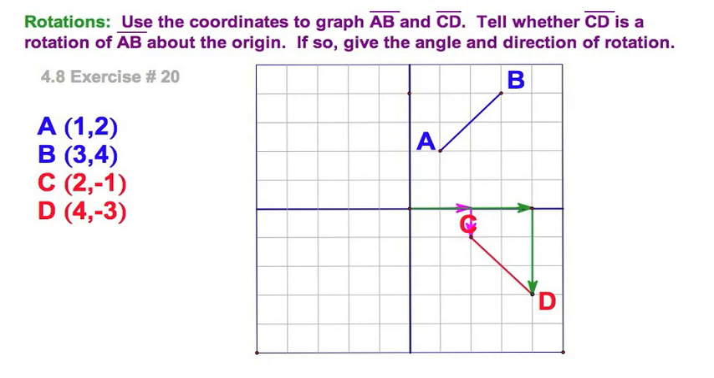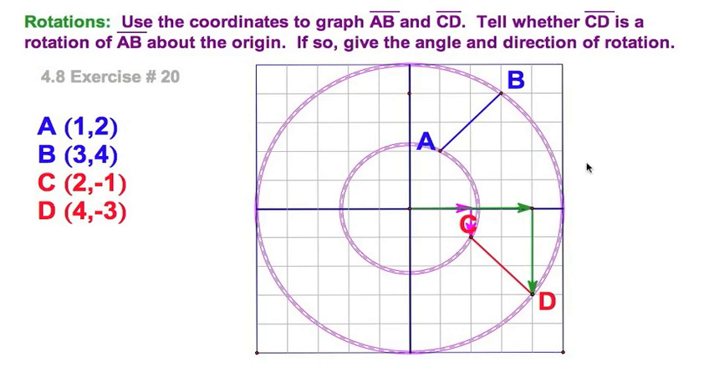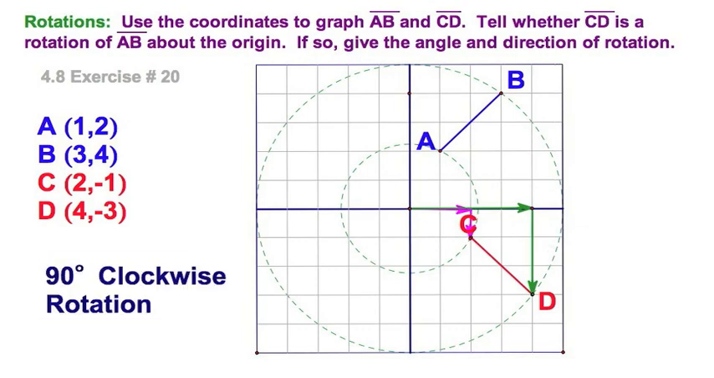Another thing that you can do to help yourself, sketch these circles. Notice A and C are on the same circle. These are circles centered at the origin. That would have to be the axis or the center of rotation. And in this case, A and C are on the same circle, and B and D are on the same circle. That's a helpful hint right there. And my conclusion: CD is indeed a 90 degrees clockwise rotation of AB.